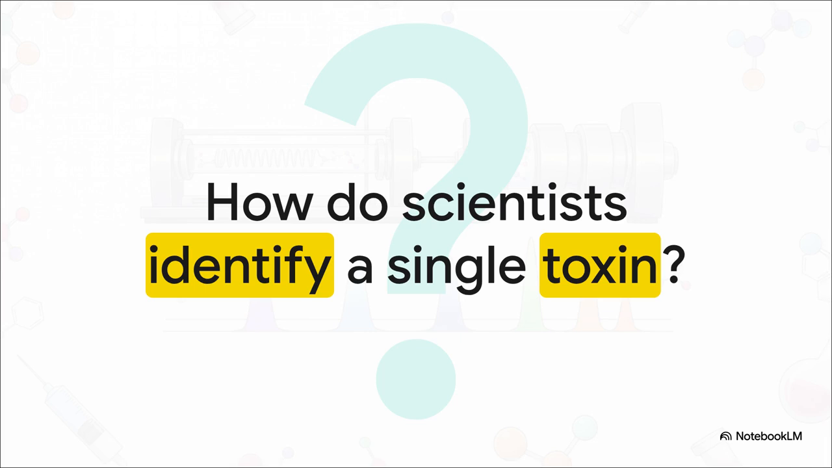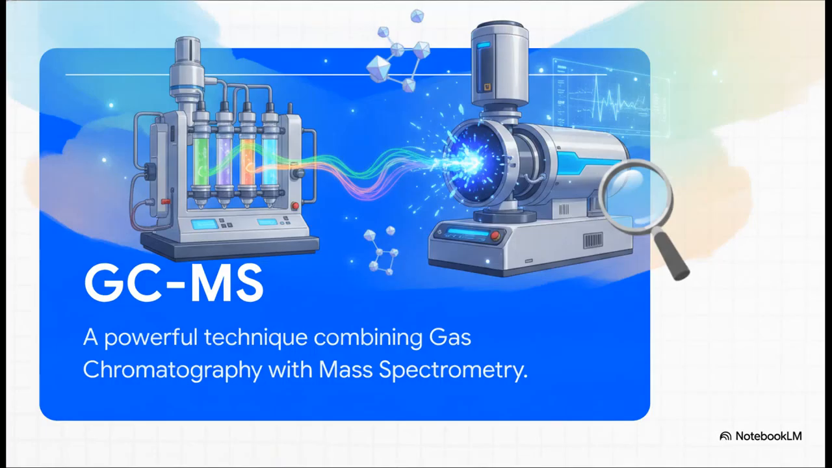Well, you obviously can't just peer through a microscope. You need a way to literally pull that entire mixture apart and analyze it, molecule by molecule. And the ultimate solution to that problem is an admittedly intimidating acronym, GCMS. It stands for Gas Chromatography Mass Spectrometry. Now, I know it sounds incredibly complex, but it's actually just a brilliantly logical two-step process.